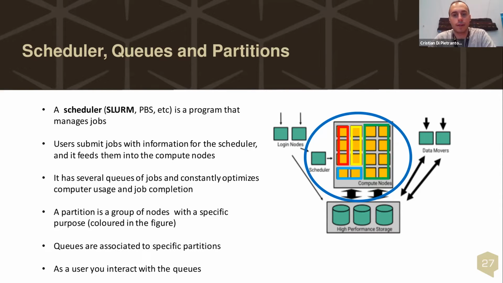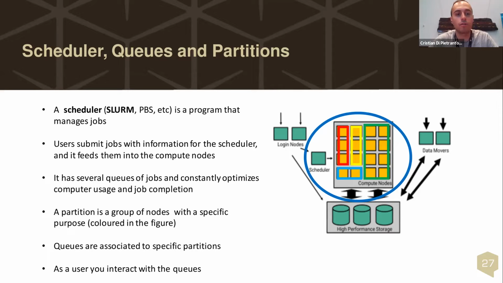What we have is that from the scheduler perspective, the compute nodes are divided in partitions. This is because we may have some nodes with some characteristics and other nodes with other characteristics. For instance, some nodes may have only CPUs, other nodes may have also GPUs, other nodes also may have a higher quantity or amount of memory available. So based on the compute node characteristics, we have different partitions.